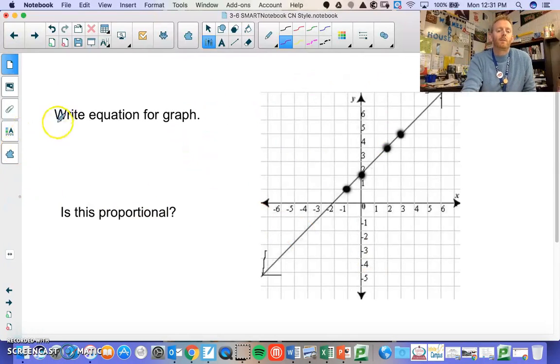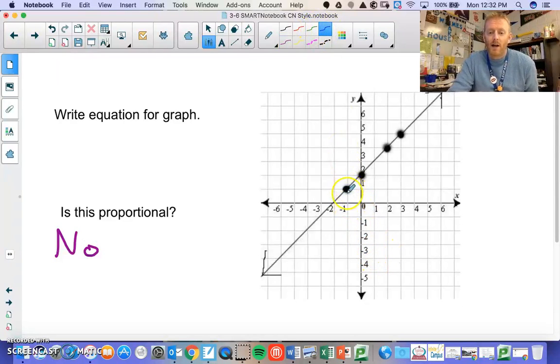So let's check out this one. We're going to write an equation for this graph, and then find out if it is proportional. The very first thing we said is that it has to go through (0, 0) to be proportional, so we're going to put a big fat no down, but we need to make ourselves an equation as well. We need to find how much it is increasing by. Notice that my x values are going up by 1, and my y value is also going up by 1.